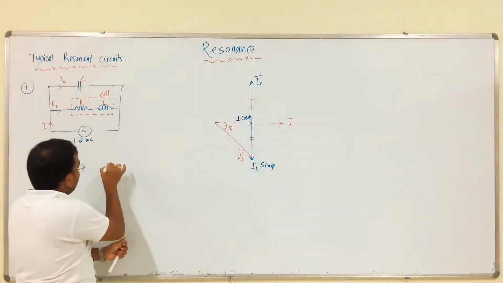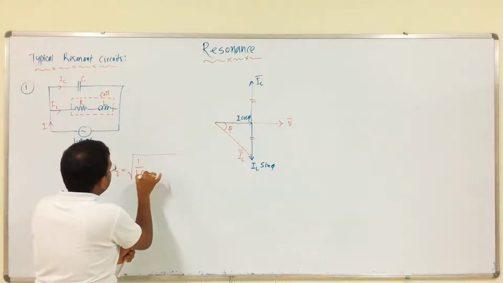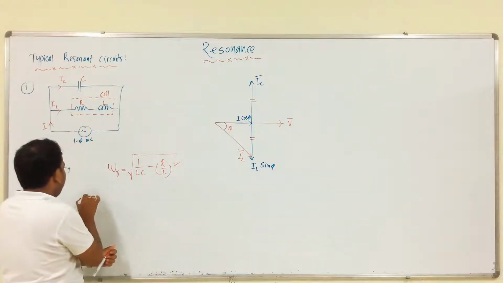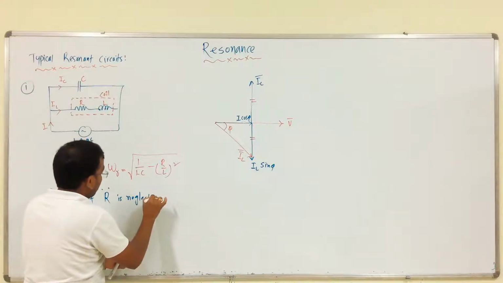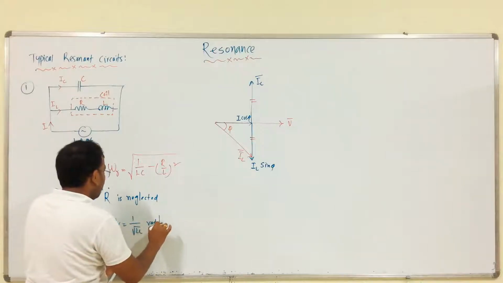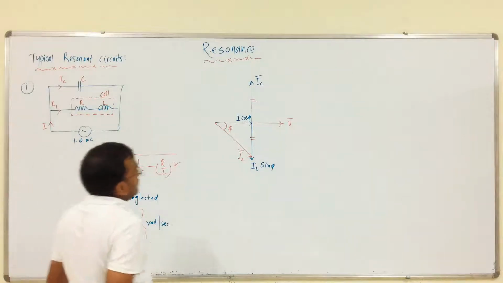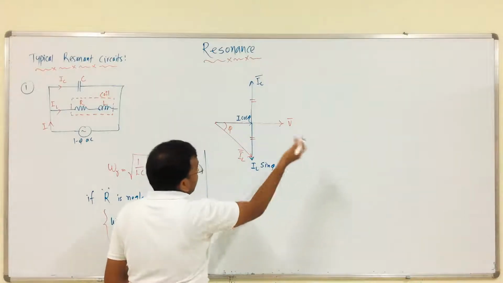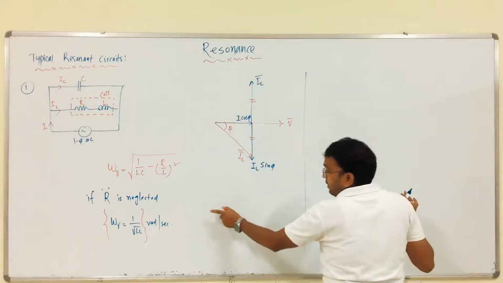So, we got the resonant frequency as square root of 1/LC − (R/L)², right? If R is neglected, ω_r is nothing but 1 by square root of LC radians per second. Clear? Then we can write here. So, up to this we have the data.